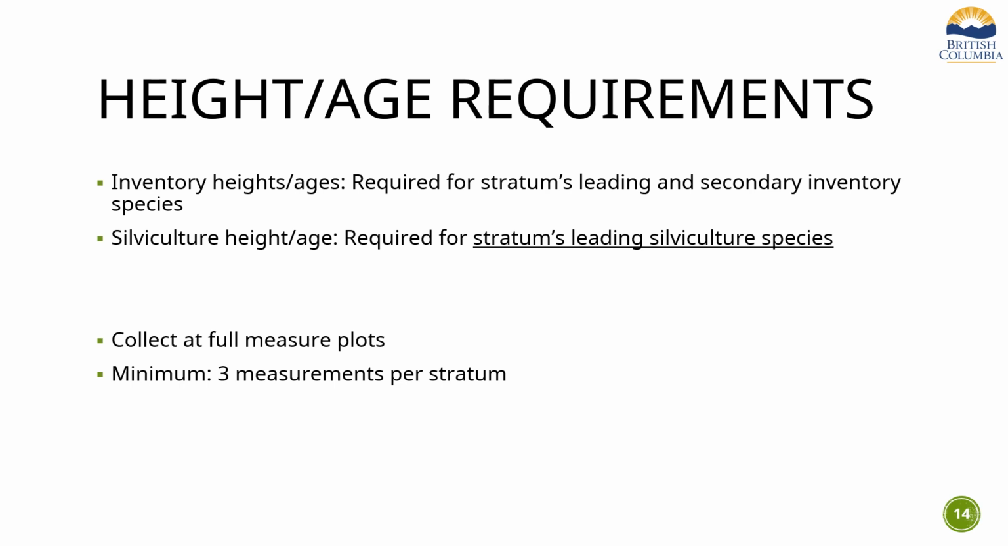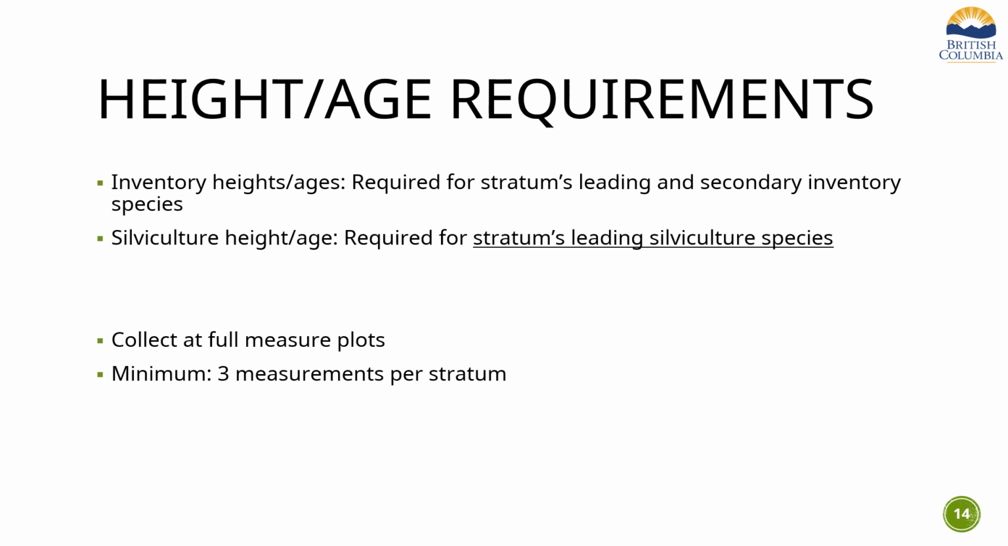All right, moving on, let's talk about height and age requirements. So first, with our inventory label, we need to do inventory heights and ages for both the stratum's leading and secondary inventory species. This has not changed from previous years. What has changed is the requirement for the silviculture label. The silviculture height and age will now reflect the stratum's leading silviculture species. Previously, it was not linked to an individual species, so that is the change.